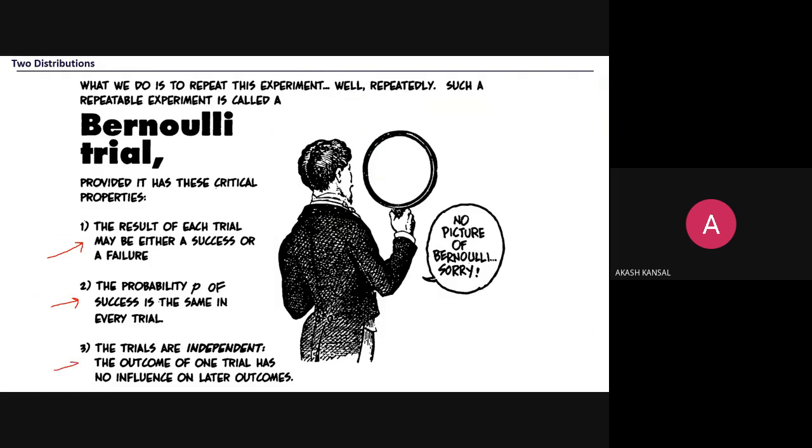The third property is that the trials are independent, right? When I say trials are independent, the first coin toss and the second coin toss are going to be independent. So that is the third property of the Bernoulli trial, right? Basically, we want to say that there will be no influence on the later outcomes.